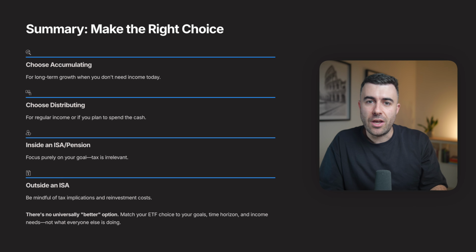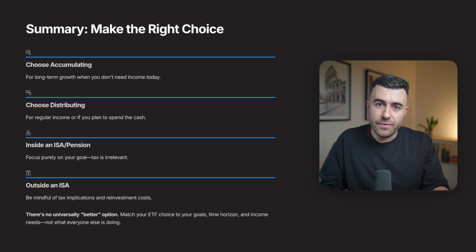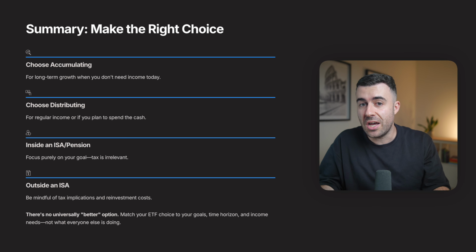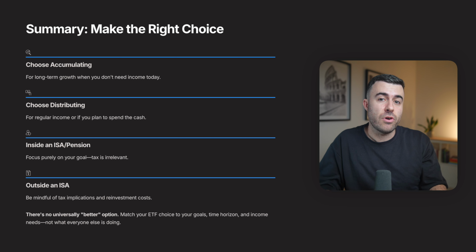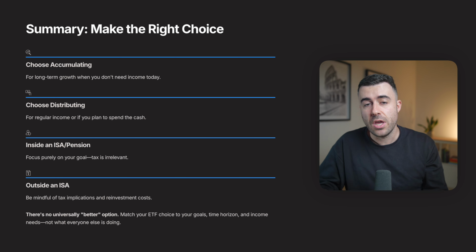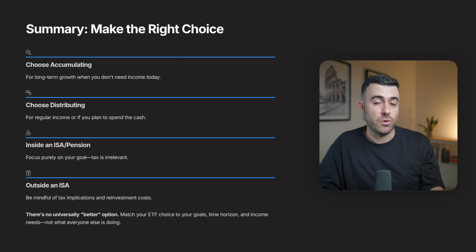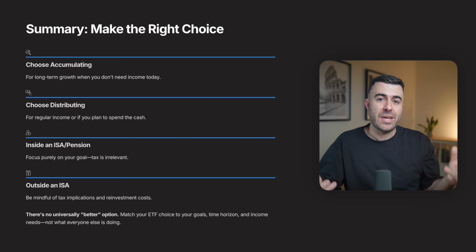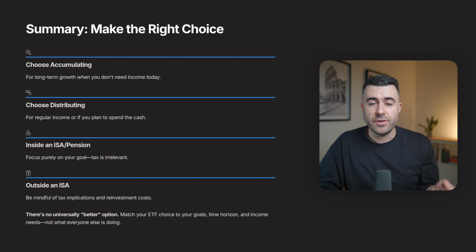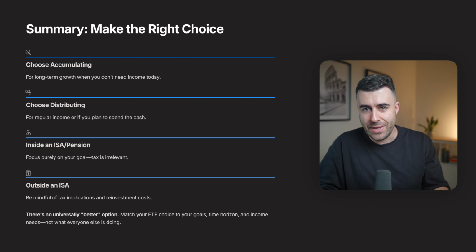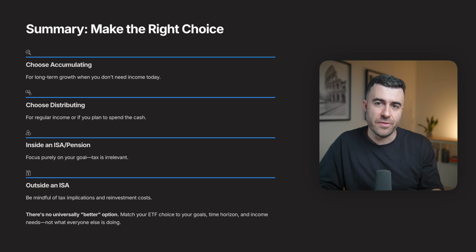And choose the distributing option if you need that regular cash flow, maybe you're retired or semi-retired, or maybe you just want that extra control of how your income is used, whether you want to reinvest it somewhere else or just do whatever you want with it. Remember, inside an ISA, tax is irrelevant, so just pick based on your goals. Outside of an ISA, just be mindful of the tax admin that you might have to do and those reinvestment costs. Other than that, I hope this video has helped.